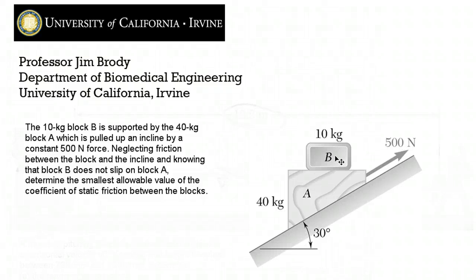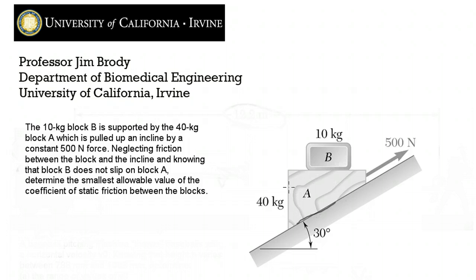Okay, we're going to solve this problem. We've got this 40 kilogram block A on top of a plane here, a 30-degree plane. So right here's this plane. There's no friction between block A and the plane.